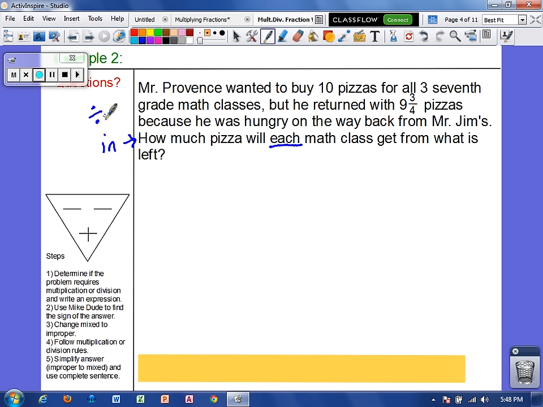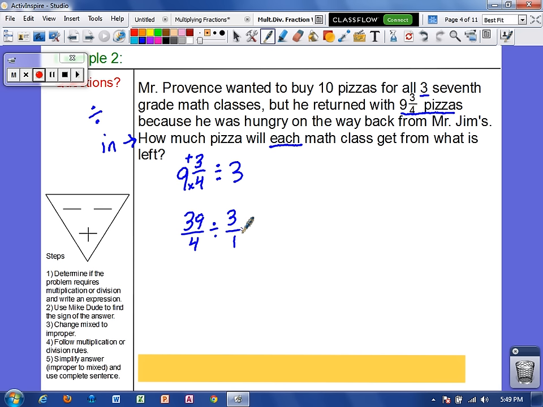We want to know how much pizza each math class will get out of what's left. So here's what is left. 9 3/4 pizzas, and that's being split up between the 3 classes. So that would be 9 3/4 divided by 3. Now again, we've got positive numbers in this problem, so we don't need to use MikeDude, but we do have a mixed number, and I want to make that improper. So 9 times 4 is 36, plus 3 is 39. So we have 39 over 4 divided by 3, and I'm going to go ahead and put that 3 over 1.